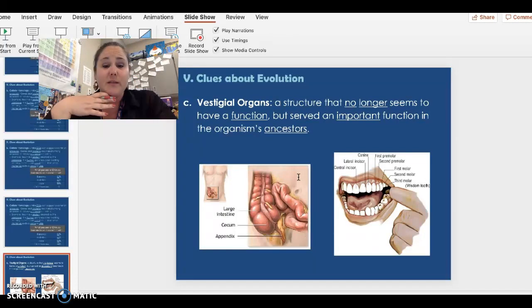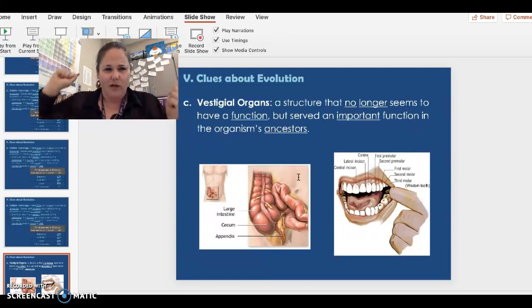Common ones for humans are appendix, tonsils, wisdom teeth. Those in theory used to work and have a purpose. The theory behind the appendix is it used to digest raw meat. We obviously don't eat raw meat and can get sick now, so it doesn't work. In fact, it just causes us problems. So a lot of times they get removed. I'm guessing you guys know someone who has had their appendix removed. I am one. So that is a vestigial organ. I always say if you don't like your vest anymore, you get rid of it.